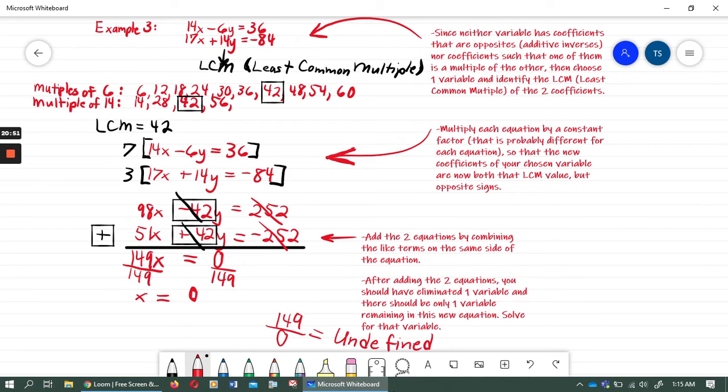All right, let me erase this part right here, because y'all don't need to see that no more. Okay, so we've got the value of x equals 0. By now, guys, you should know what to do once we have found the value of one of our variables. We need to plug that number into one of our original equations, either one, so that we can find the other variable.